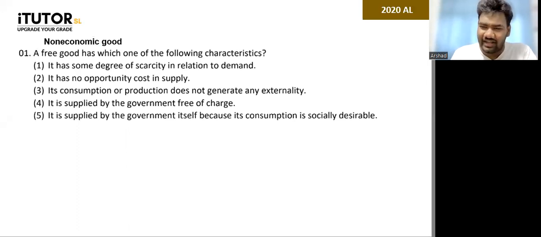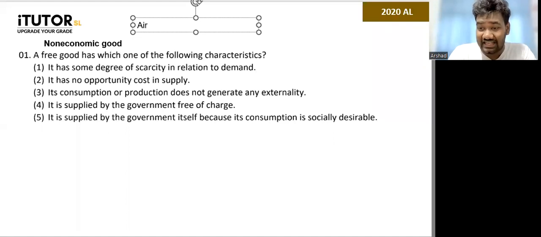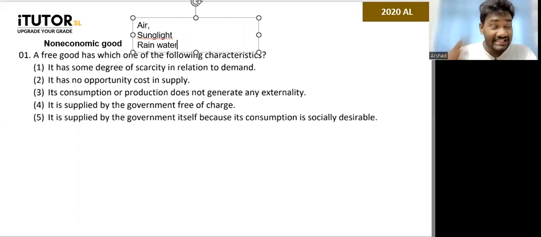Now, can you all give me some examples for free goods? We'll try to relate it to the options and understand. What do we have? We have things like air, sunlight, rainwater. Okay, fine. So these have to come to your mind. The moment you remember air, rainwater, sunlight, try to connect it with these points.